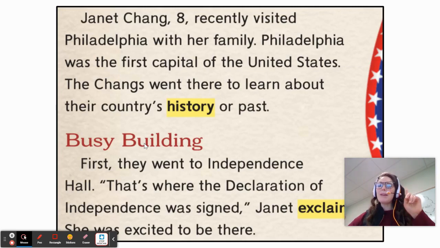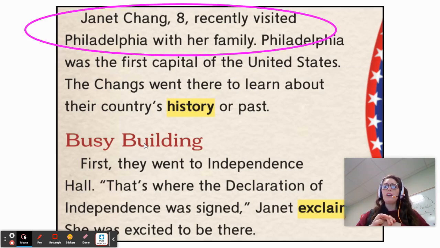So I'm going to stop and think and see if I can find any cause and effect on this page. Well, let's think about how this story began. Janet and her family go to Philadelphia. Okay? They go to Philadelphia. And what happens because they go to Philadelphia? What does Janet get to see because they went to Philadelphia? Do you know?